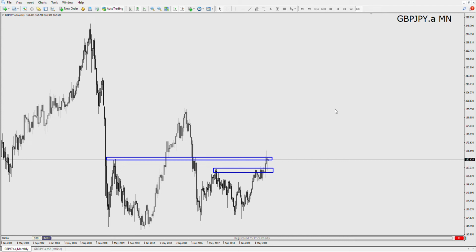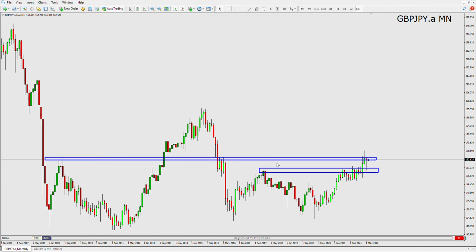I'm going to discuss the British yen pair, GBPJPY, and the first thing I'm going to check is the monthly chart. On the monthly chart, as you can see here, this rectangle already cleared this resistance. However, there is a current resistance now. You see this point here and here as well.